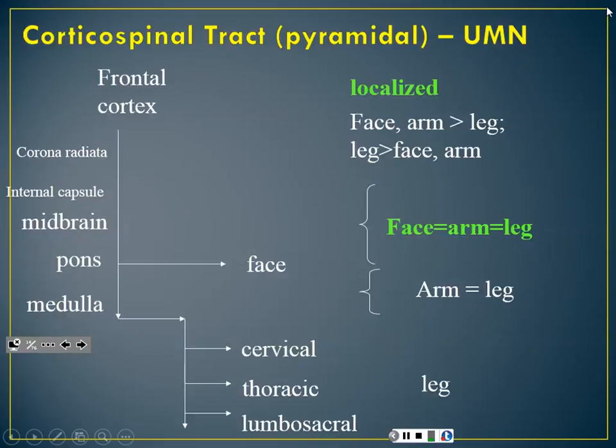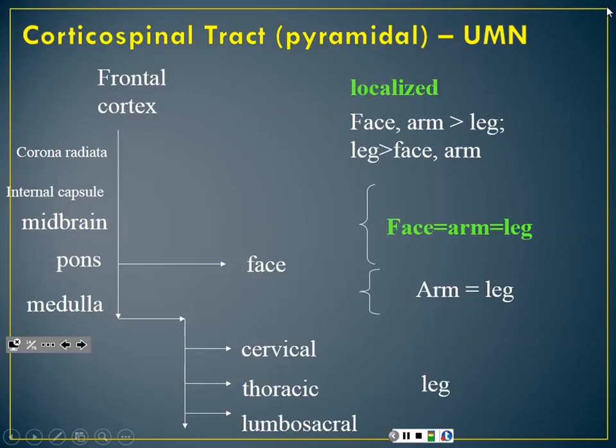Now, this is an important slide that goes through. Anything that affects this tract is going to give you upper motor neuron pattern. But this tells you what's involved. So we talked about, if we go up to the cortex, what could be affected? Well, it could be just face, upper motor neuron, just arm, upper motor neuron, just leg, depending where you are in the homunculus.